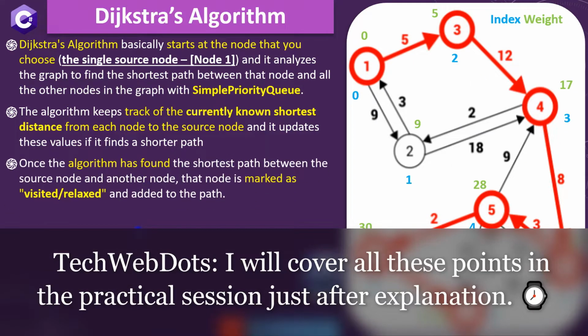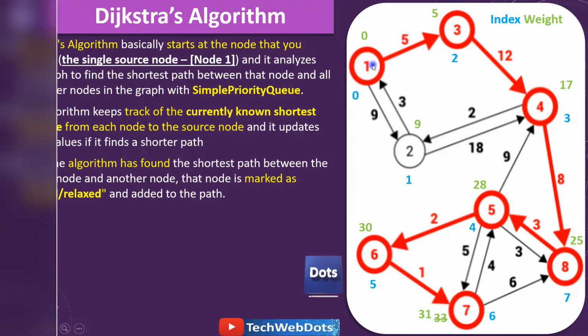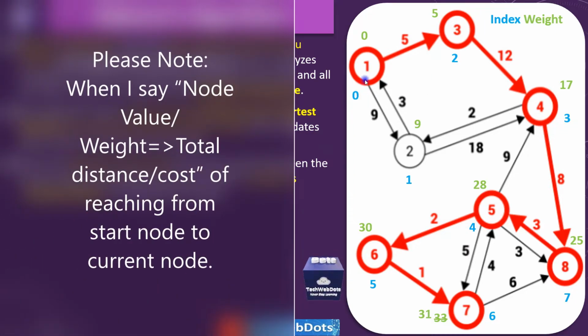Okay, once the algorithm has found the shortest path between the source node and another node, the node is marked as visited or relaxed, or you can say it is processed. So we can leave it; we are not going to process that node again and add it to the path. Okay, when we say our node is 1, we are talking about our starting node 1. The sky blue color indicates the index of each node. For example, the index will start from 0, so we say 0 for 1, 2 for 3, and 1 for 2, and similarly for all other nodes.